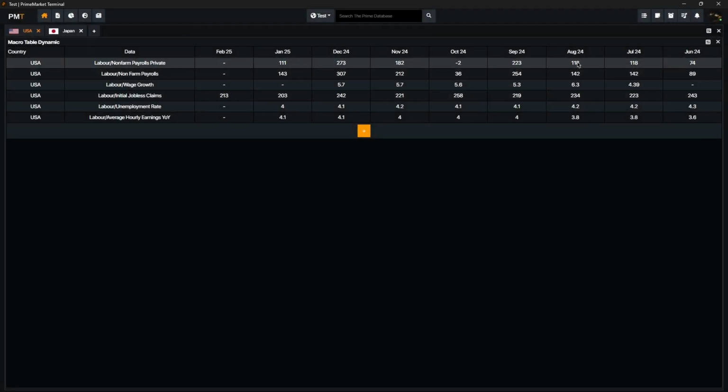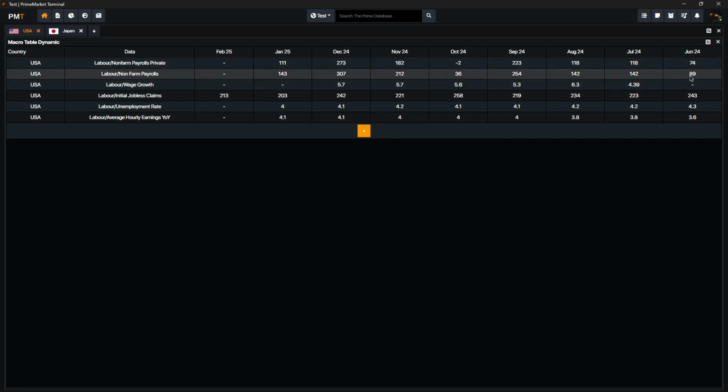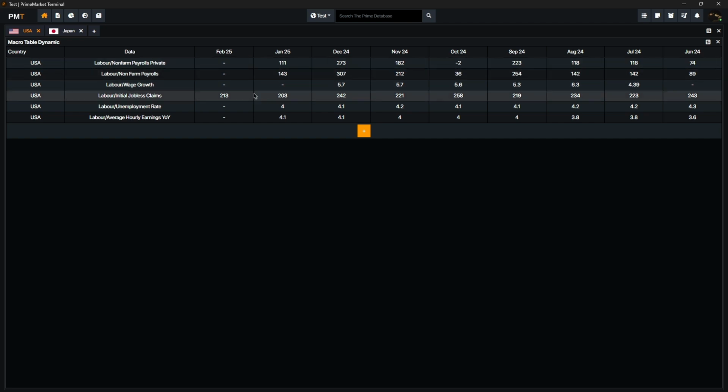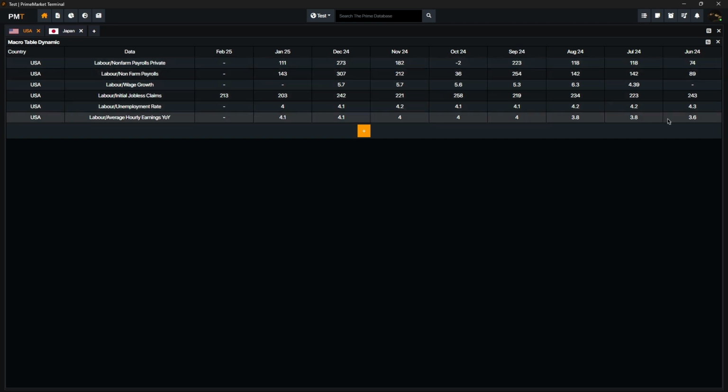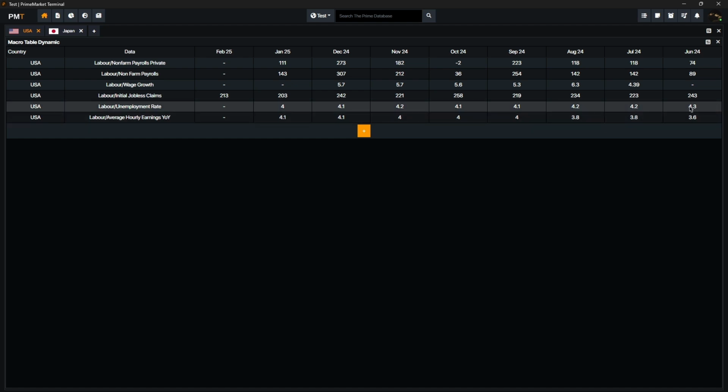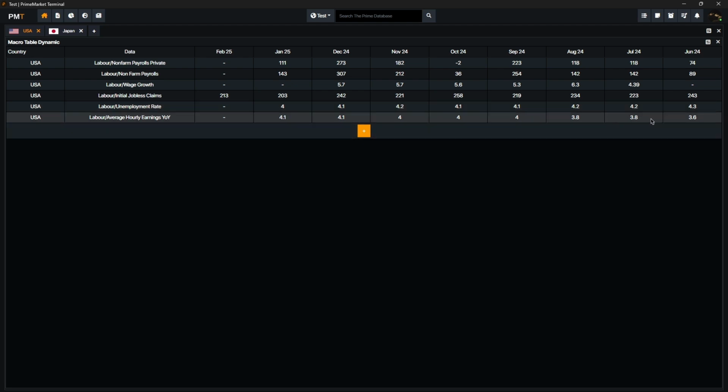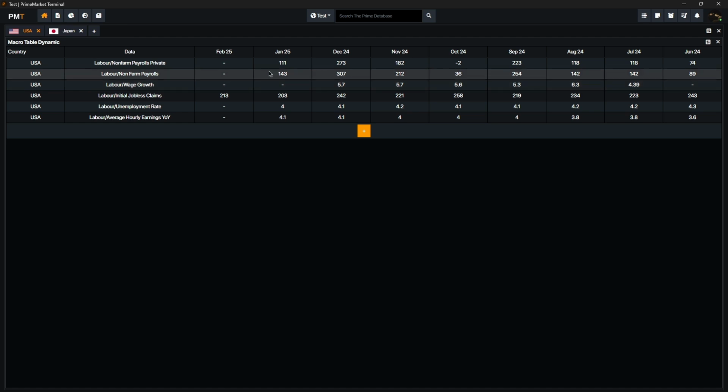So over the past 9 months, you can see how NFP has been trending. So we can see that in June it was 89k, then in July it was 142, in October it was 36, and you can just basically see the trend of NFP over the past 9 months. You have unemployment rate. You can see that the unemployment rate has basically fallen over the past 9 months. You can see wages has basically been stable, and yeah, you can just basically look at the history of the macroeconomic data.